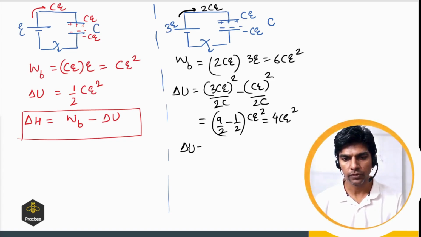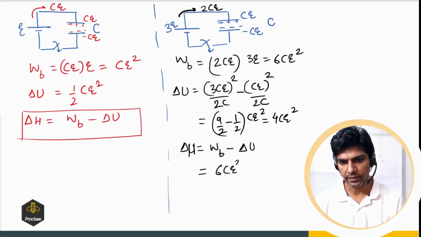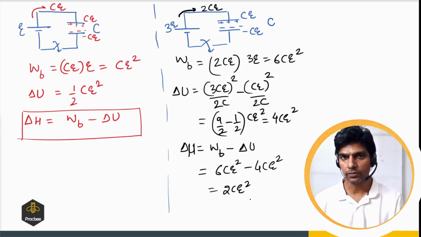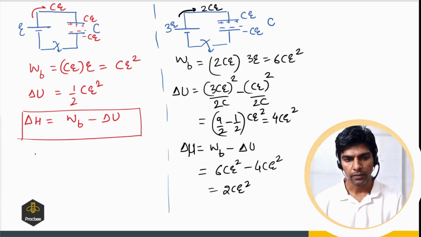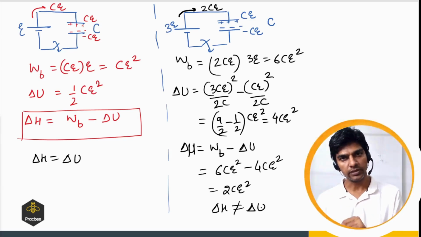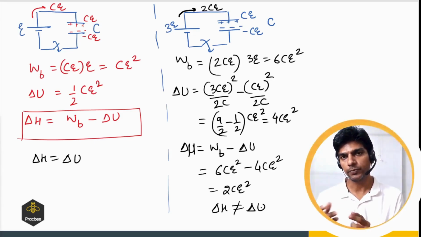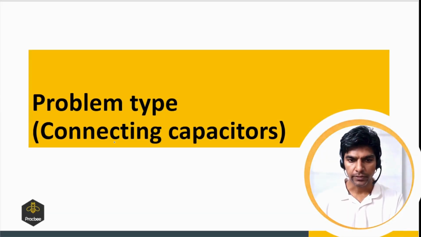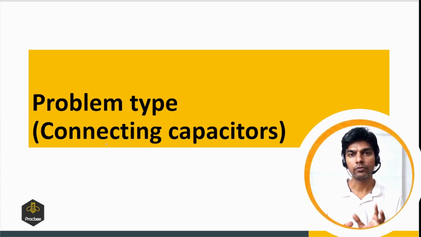Now if you want to find the heat dissipated in the charging of the capacitor, delta H comes out to be work done by the battery minus delta U. So work done is 6CE square minus delta U, which is 4CE square. Now this comes out to be 2CE square. Now in this case, it is not 50% of the work done by the battery, right? In the earlier case, delta H is equal to delta U, but here delta H is not equal to delta U. So you have to remember this: when the capacitor has some initial charge, then the heat dissipation is not the same as the change in the electrostatic potential energy.